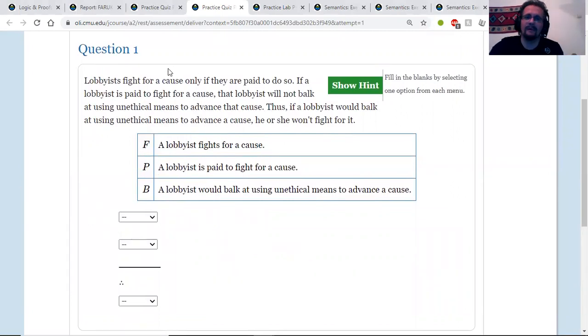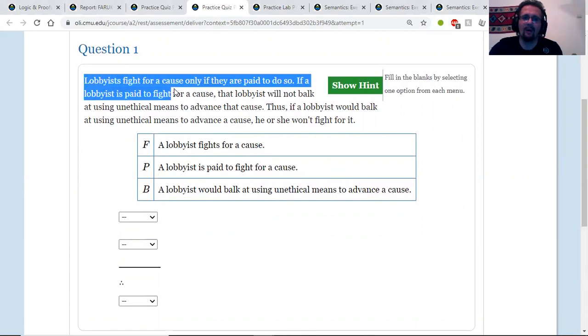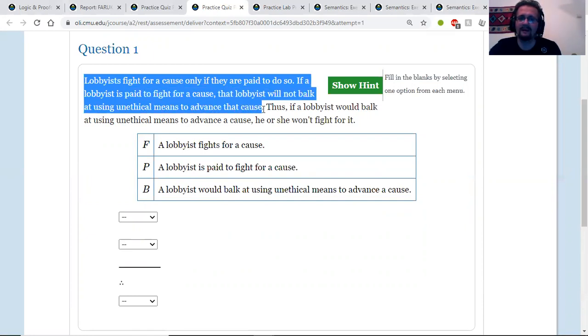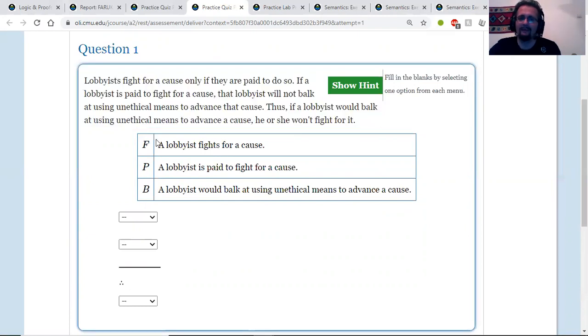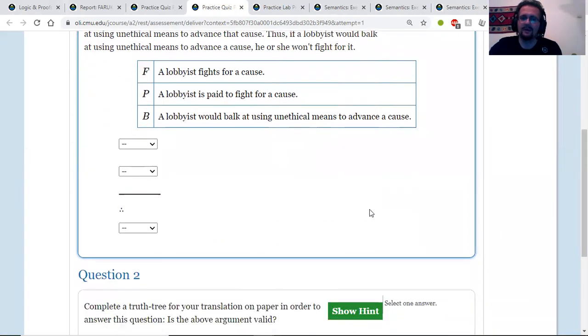We have this paragraph here, and it says, lobbyists fight for a cause only if they are paid to do so. If a lobbyist is paid to fight for a cause, that lobbyist will not balk at using unethical means to advance that cause. Thus, if a lobbyist would balk at using unethical means to advance the cause, he or she won't fight for it. All right. And then we have a key down here. F is fighting for a cause. P is paid to fight for the cause. And B is balking at using unethical means.